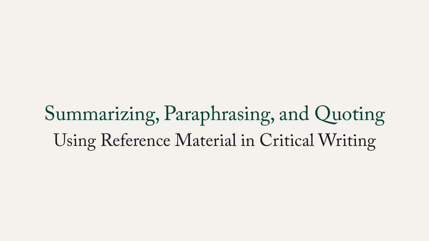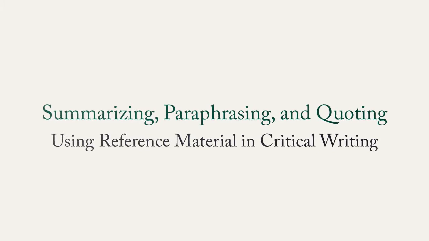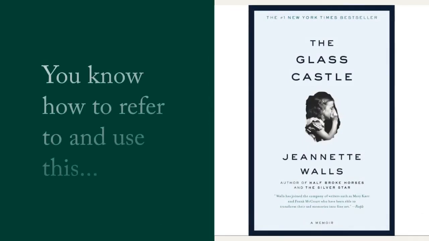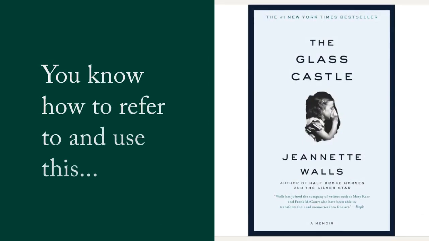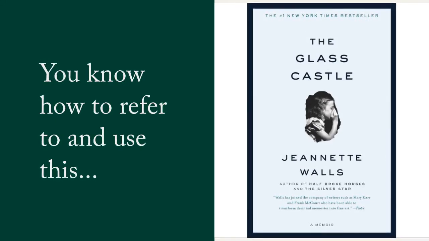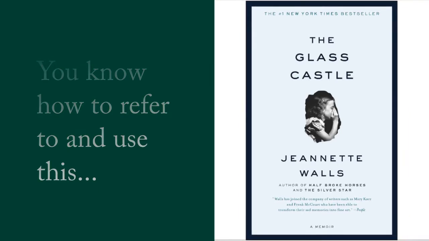It will be particularly useful for those of you moving on to university in the fall, as you'll spend a lot of time using these skills in a variety of different undergrad programs. We often need to reference sources when we write critically. When we write an analytical essay on The Glass Castle, for example, we'll need to refer to, summarize, paraphrase, and even quote the text itself. This is the type of referencing that you're probably most used to, as you've been doing it for at least a few years now.